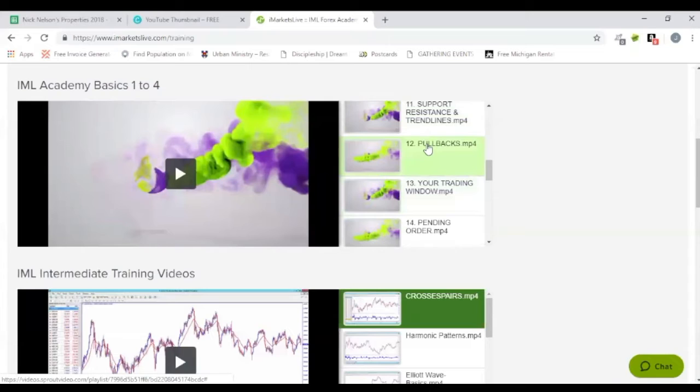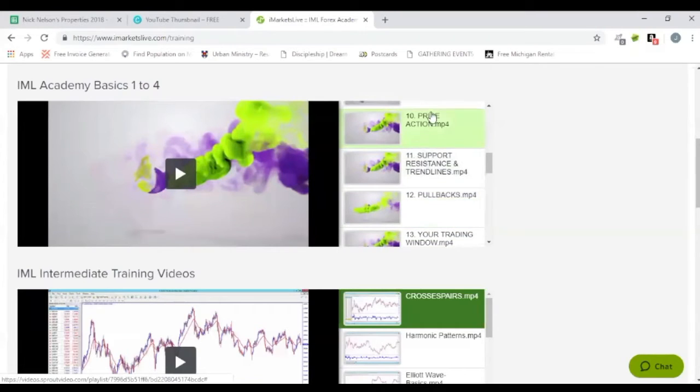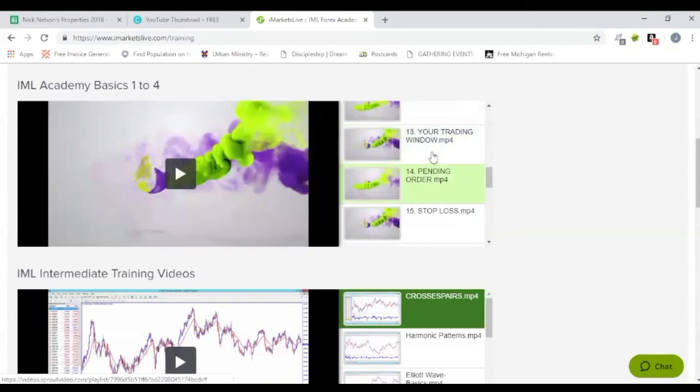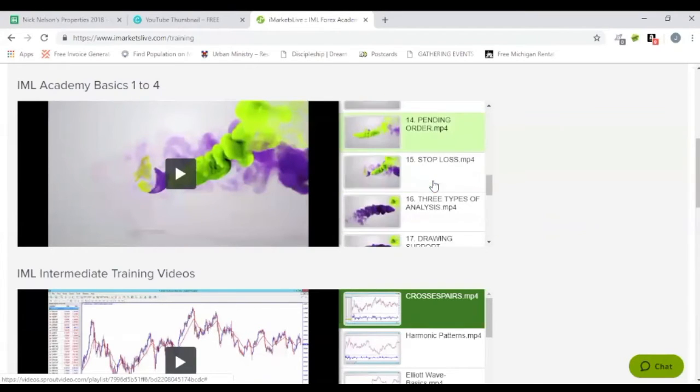When you see us talking in the chats, in the Facebook group or in the Discord chats, you're going to hear us talking about pullbacks, trend lines and counter trend lines, price action, and quarter points. But you're not going to know what any of that is if you don't go through the basics. So I want to encourage you, please go through the basics: your trading window, pending orders, stop loss.